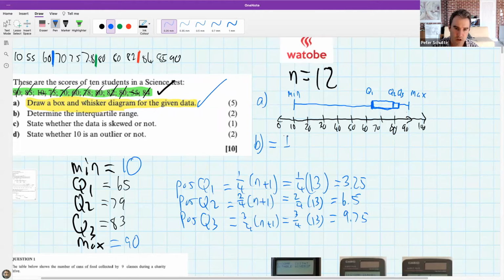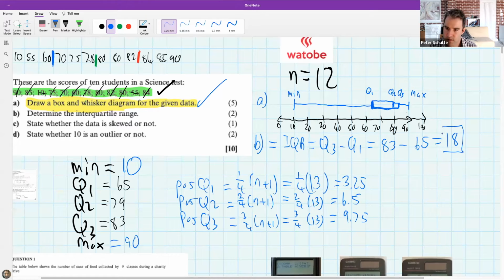So the interquartile range should be Q3 minus Q1. Do you have what Q3 is? It's 83. Do you have what Q1 is? It's 65. And so your interquartile range should be 18. Awesome.